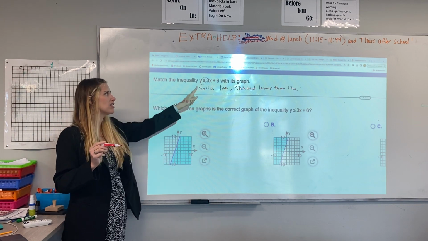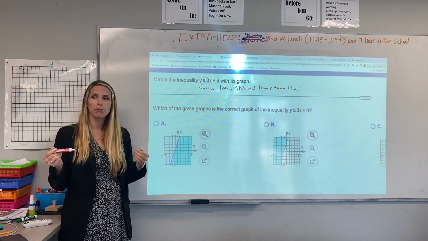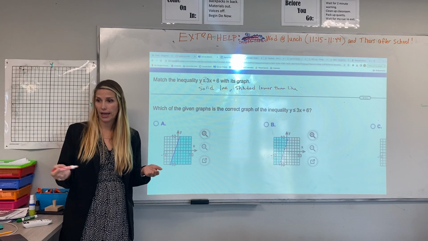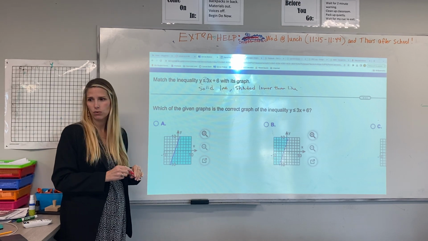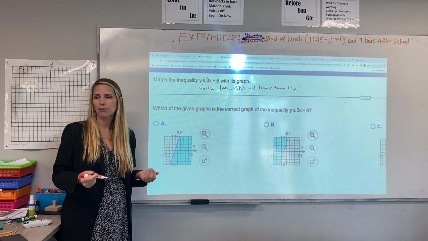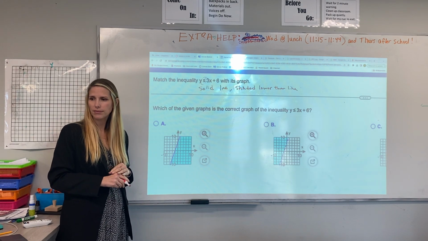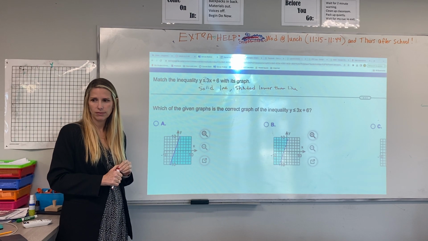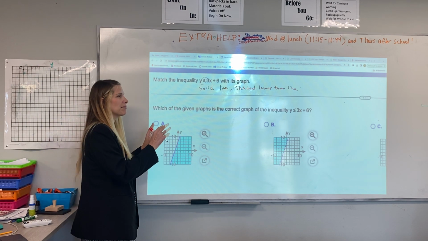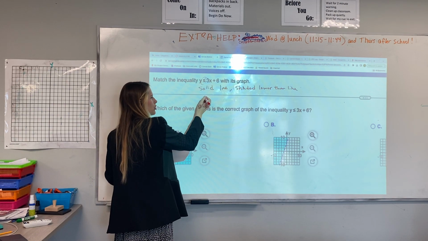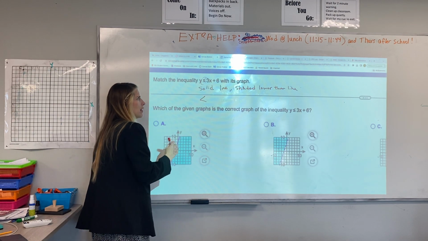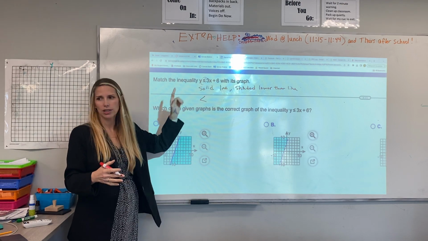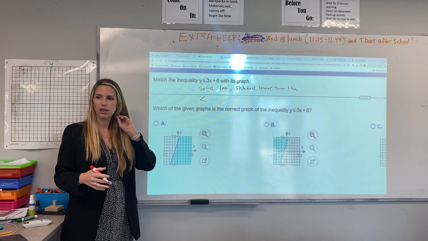Now, does anybody have a different inequality symbol and need help figuring out if it should be dashed or solid, or if it should be above or below the line? What's your inequality? I don't even care what the numbers are, just tell me what your inequality symbol is. If it doesn't have the line under, it's dashed. Correct. So it's not the same thing as mine. If yours is less than, then that's not the same thing.